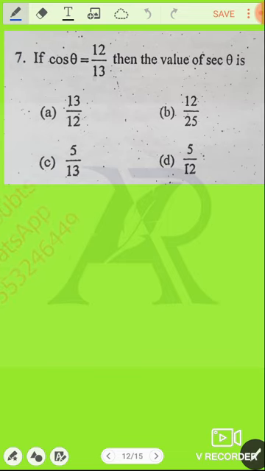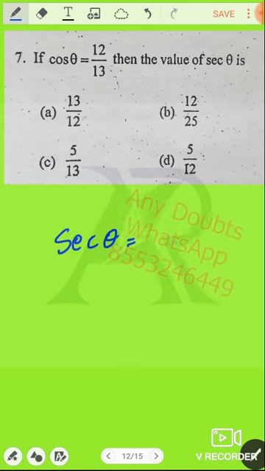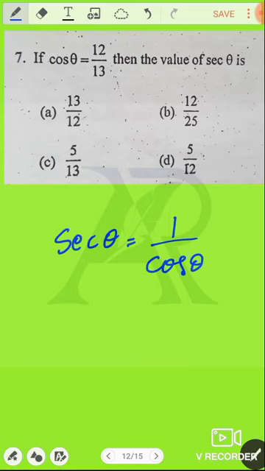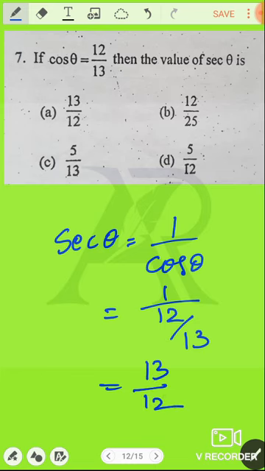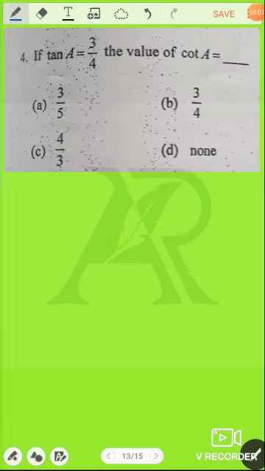If cos theta equals 12 by 13, then the value of secant theta is. We know the trigonometric ratio secant theta is equal to 1 by cos theta. They have given the value of cos theta. I will substitute that. 1 by cos theta, value is 12 by 13. So if I take 13 to the numerator, it will become 13 by 12. Therefore, the value of secant theta is 13 by 12. Let us see the options. See the option A, 13 by 12. That is the correct answer. Let us see the next question.